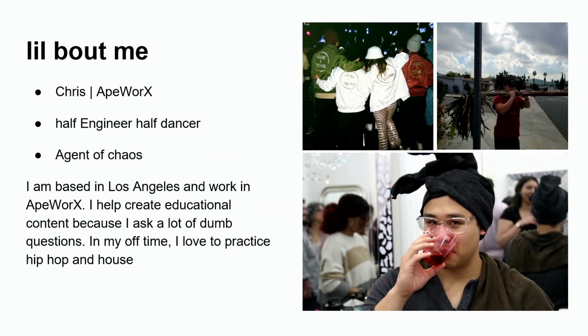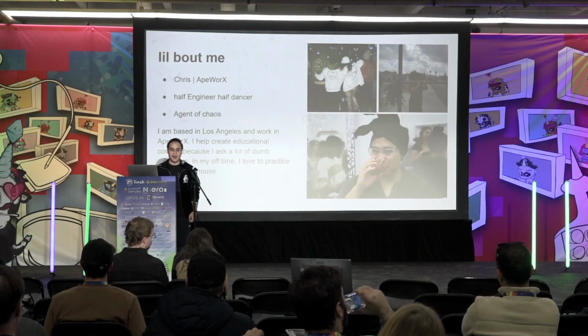Okay, so a little bit about me. My name is Chris. I work at ApeWorks. I'm a half engineer and half dancer. I am commonly known as the agent of chaos because everywhere I go, something goes wrong. I kind of just roll with the punches, and I laugh at it because my favorite part is figuring out what to do with what we got.